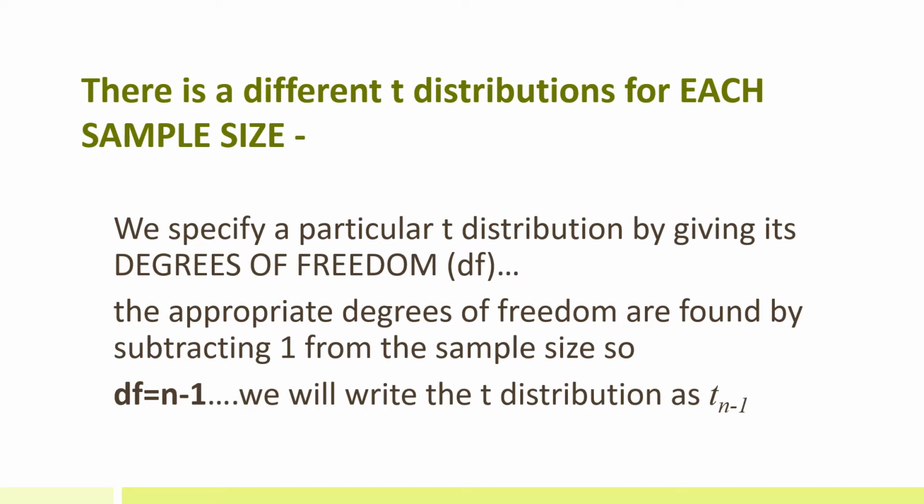And you're probably wondering, degrees of freedom? I'm sorry, what? So the degrees of freedom is essentially the number of values that are free to vary in a data set. The appropriate degrees of freedom are found by subtracting 1 from the sample size. So degrees of freedom equals n minus 1, and we write the t distribution as t sub n minus 1.